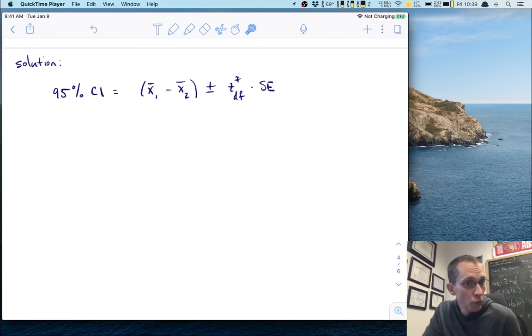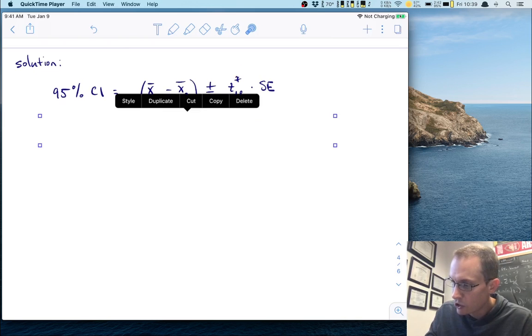So first thing that we'll do is write out the form of the 95% confidence interval. And since it's two groups, I'm going to write it as x1 bar minus x2 bar plus or minus this thing that should be familiar to us now, T star DF times the standard error. So let's take those two pieces of information.